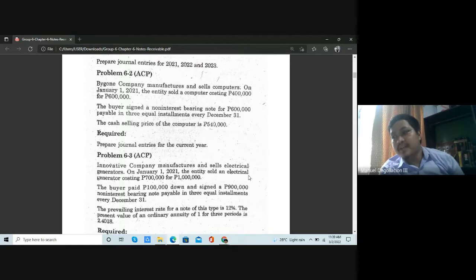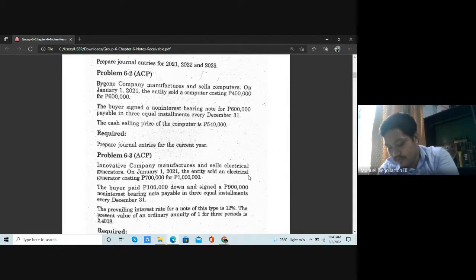Just understand kasi that accrued interest receivable is different from unearned interest income. Unearned interest income account, class, is a liability account. Unearned interest income is a liability account. I cannot emphasize that enough. Of course, your accrued interest receivable is an asset account.